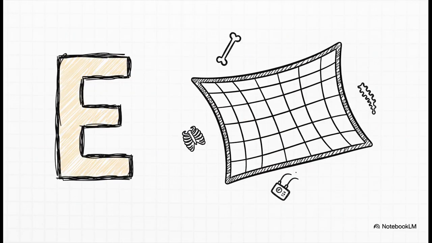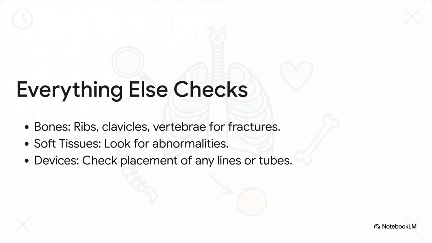And finally, we've arrived at E, which stands for everything else. Think of this as your safety net. It's the final sweep to make sure we didn't miss anything. So here, you're just systematically scanning all the bones. Check the ribs, the clavicles, the vertebrae. Are there any fractures? You'll also glance at the soft tissues on the outside. And if the patient has any hardware, pacemakers, lines, tubes, you just double-check that everything is sitting right where it should be.